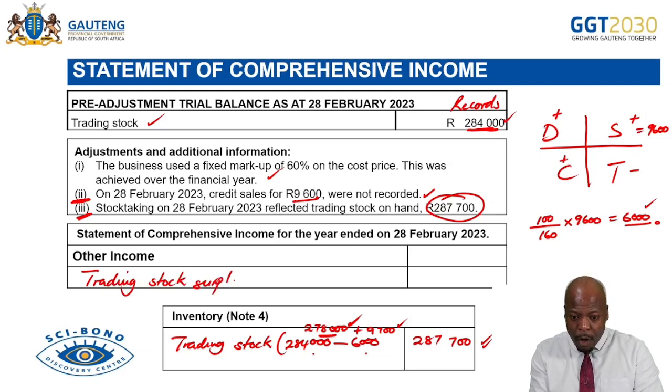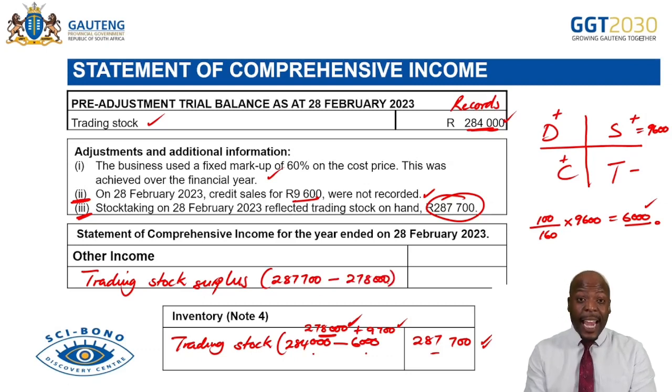And on my trading stock surplus, I open my bracket. Remember, I had my 278,000 plus the 9,000. Remember that? But for me to get the 278, I say 284 minus the 6,000. You remember that? Okay. So to make it easy, I'm just going to say the 287,700 here, and then I subtract my 278,000 here. Once I do that, then I'm going to have my 9,700 being my trading stock surplus, which is income.